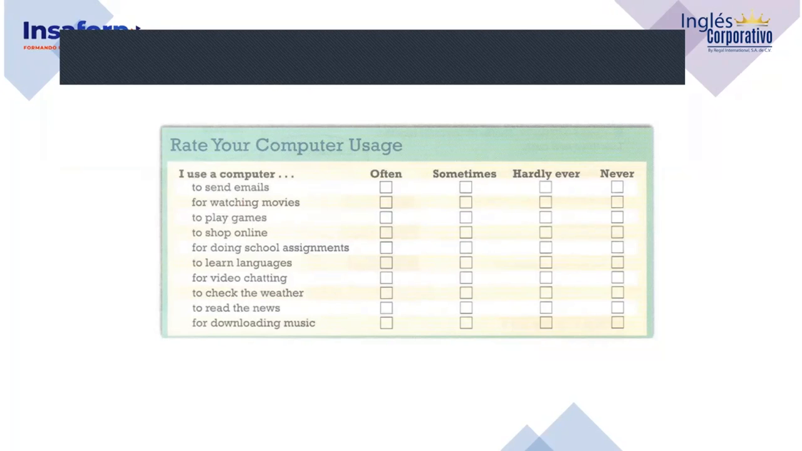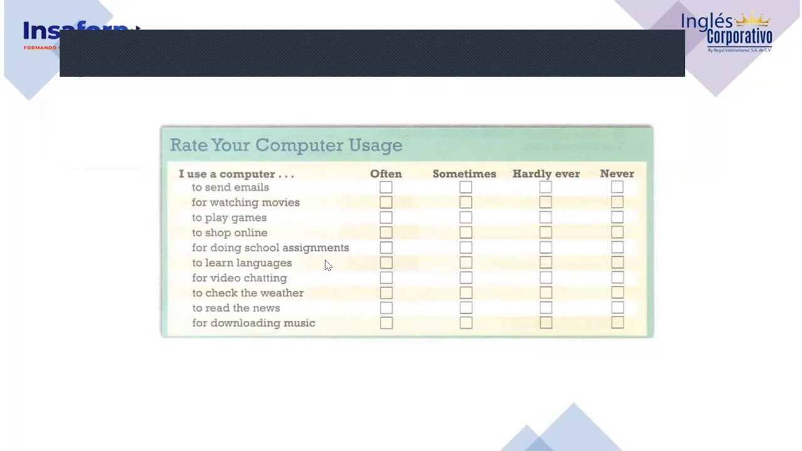Okay, so I'm gonna give you 2 minutes so you can check the different things that you have here. You can select often, sometimes, hardly ever, or never. So you need to pick one of those four, right? I'm gonna give you 2 minutes to do so, and then you can share your answers, okay?